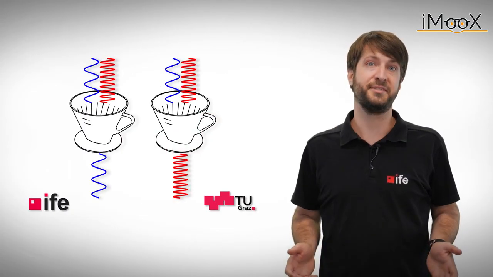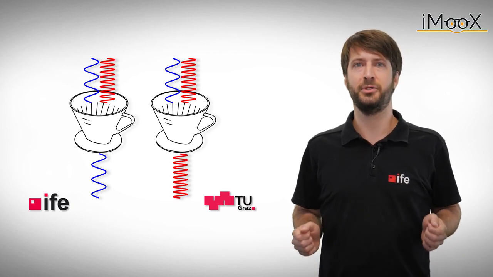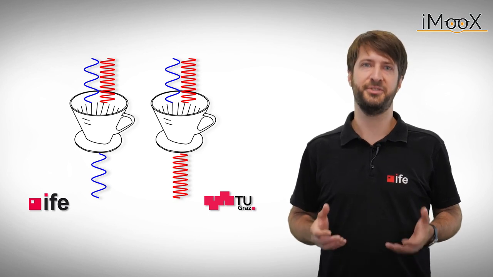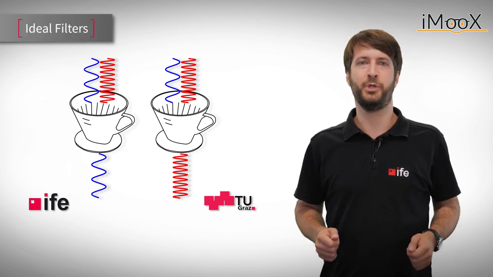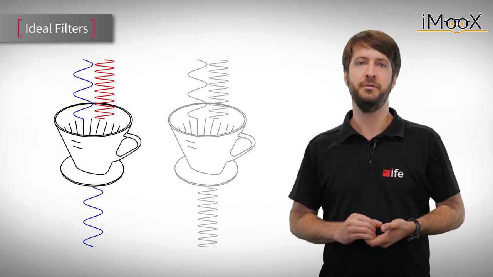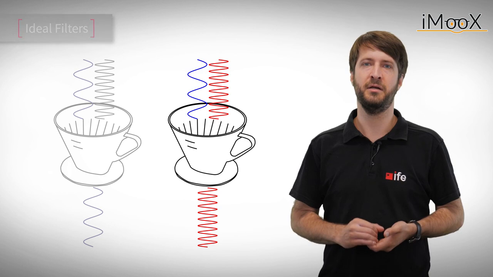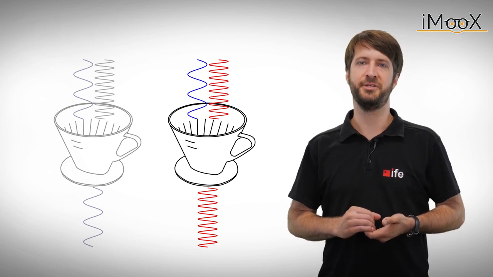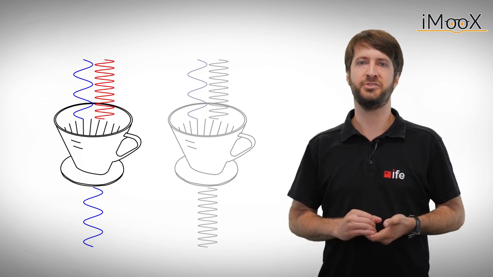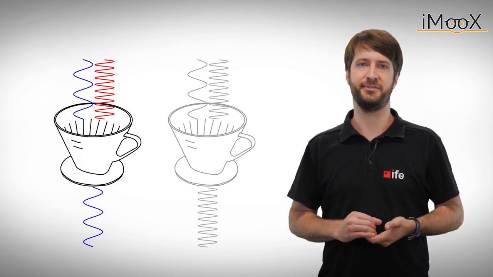First of all, what is an electronic filter? An electronic filter is used to remove unwanted frequency components from a signal. We can differentiate between two main types of filters, the low-pass filter and the high-pass filter. As the name suggests, the low-pass filter lets low-frequency signals pass through and blocks only signals with high frequencies.